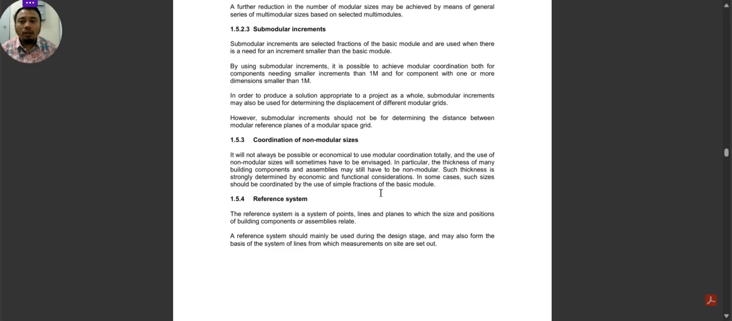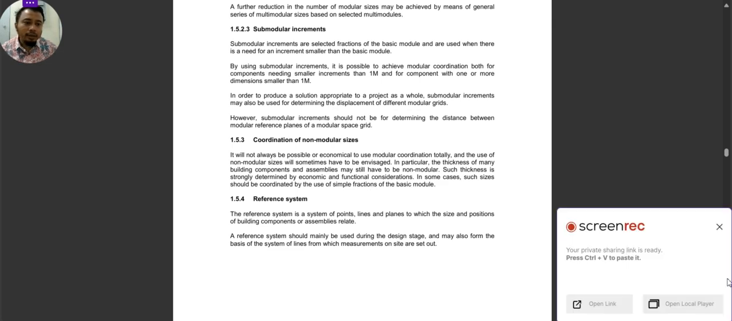So you can have maybe a small wall panel that is non-modular. You can have it modular by having a subdivision of the basic module, like 1 over 2m or 1 over 4m. When you have that 25 mm of wall panel and so on, it can be a submodule. This is suggested by the standards.